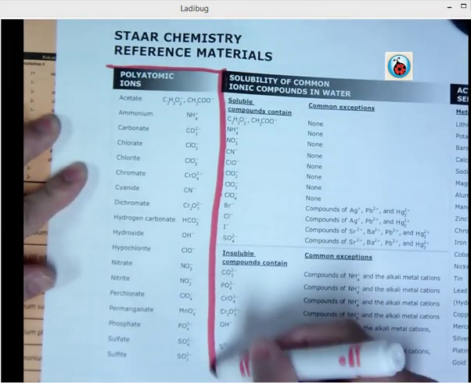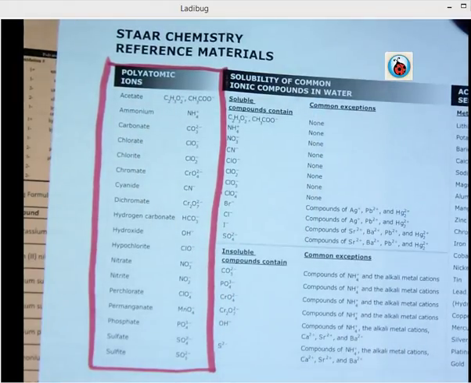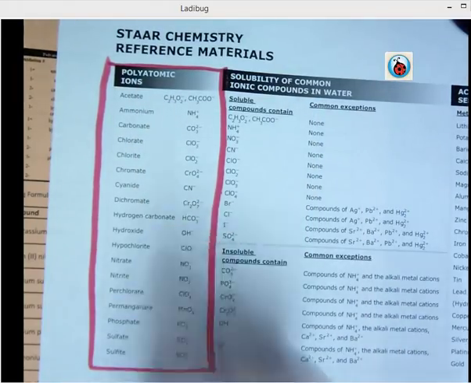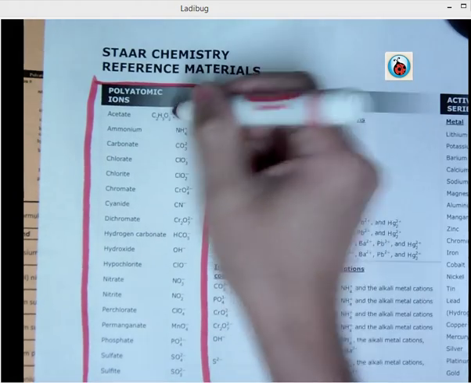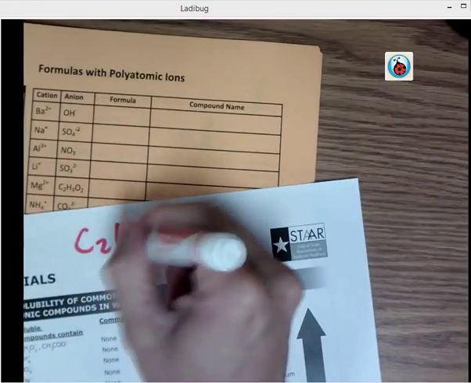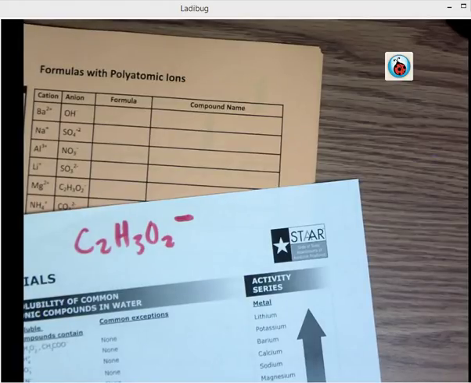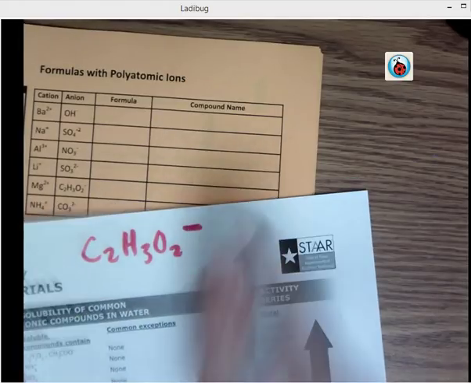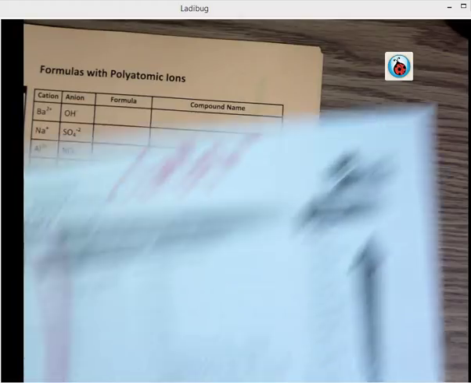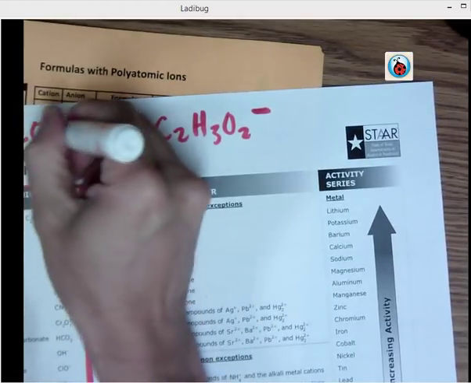You should already have this glued into your notebooks on the back or in the front somewhere, depending on where your teacher asks you to glue it. So you should have these. For example, acetate is C2H3O2 with that negative sign on top, and that negative sign tells you it's -1. If it only has a sign, it means it's 1. If it's got 2, then it's like carbonate here, CO3, 2 negative.